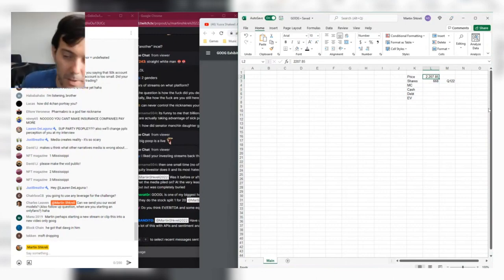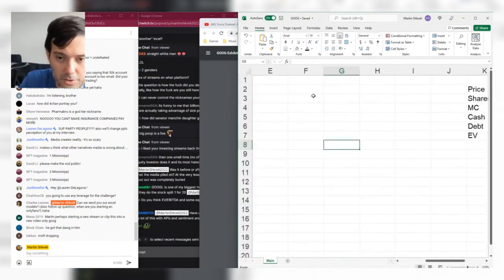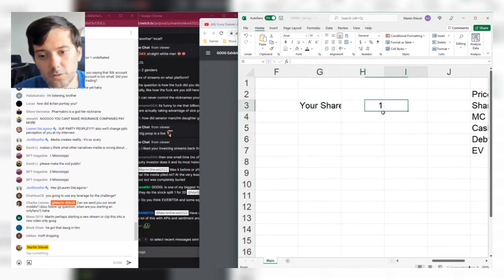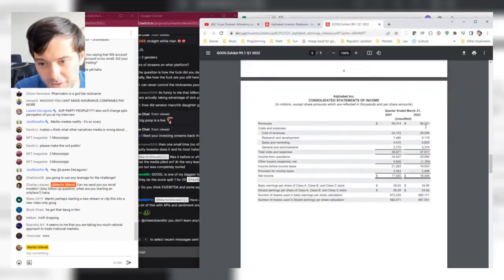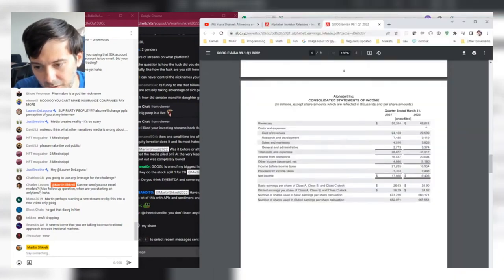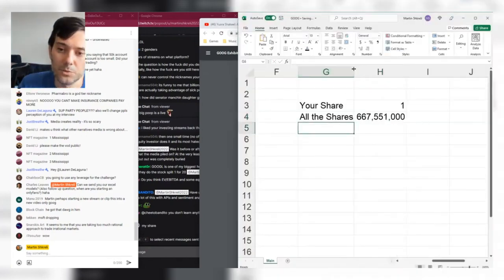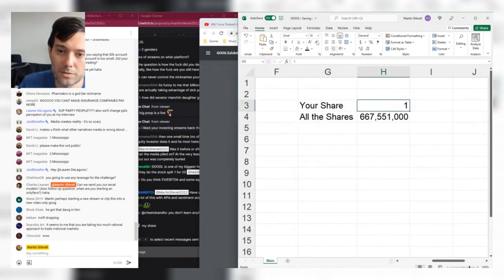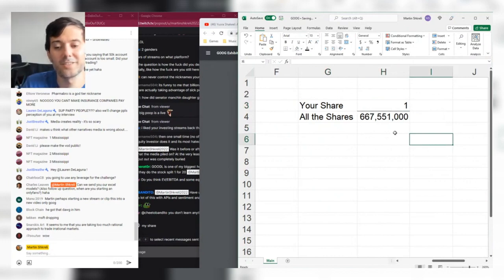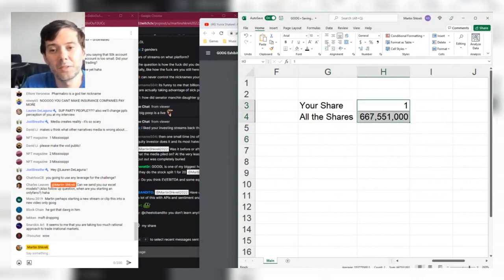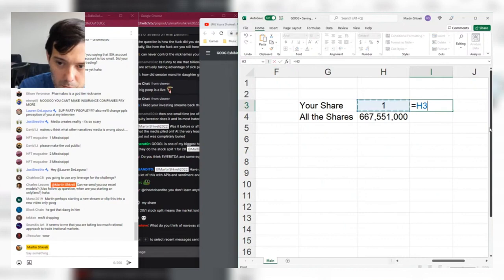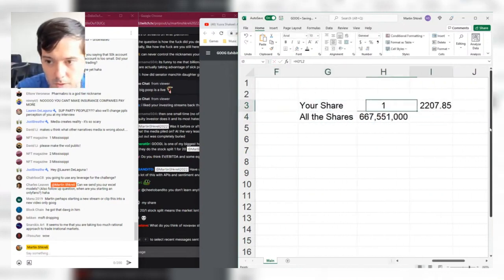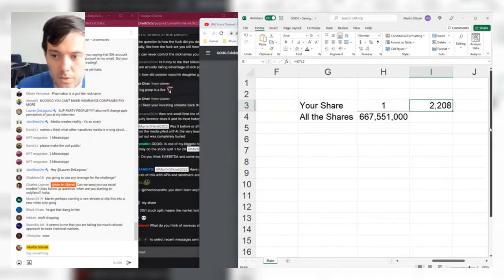To buy one share, you need to pay roughly $2,000. So here's your share. You bought one share, right? Well, the number of all the shares is 667,551,000. So you own 1 over 667 million shares. Not much, right? You don't own much of that company, do you? And how much did you pay? Well, we can multiply it by the price. So you paid $2,200.